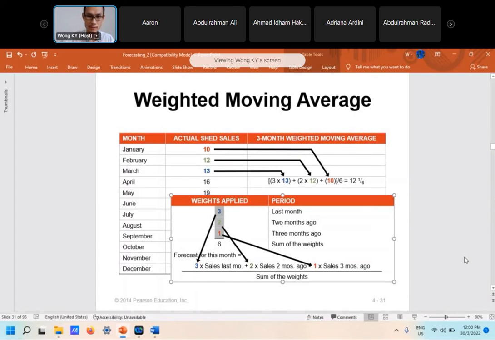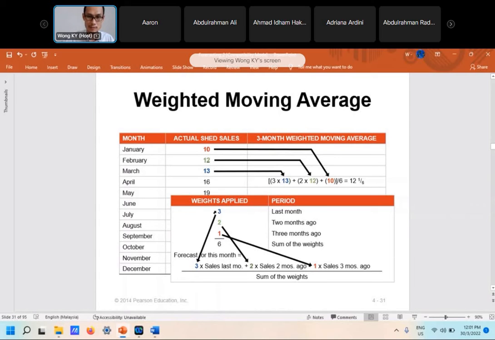Okay, you can apply any weightage, no problem. The weights can be 3 to 1, it could be 10, 5, 0, it could be 100, 70, 80. It doesn't matter. Why? Because later you have to divide back by the summation of the weights. So these weights in exam will be given. Okay, we will give you the weightage to be applied.